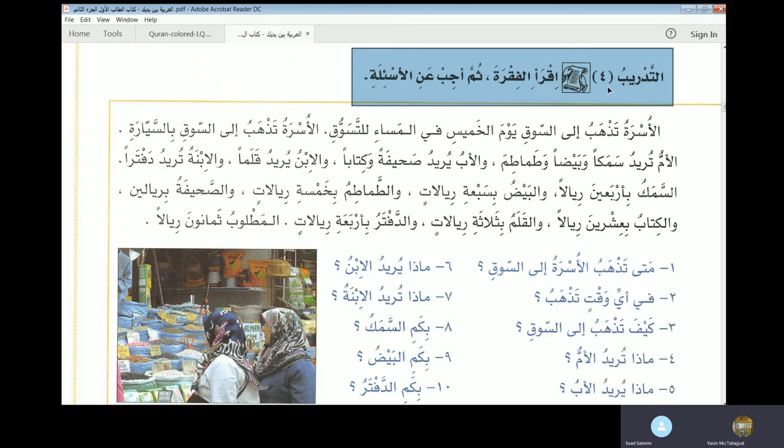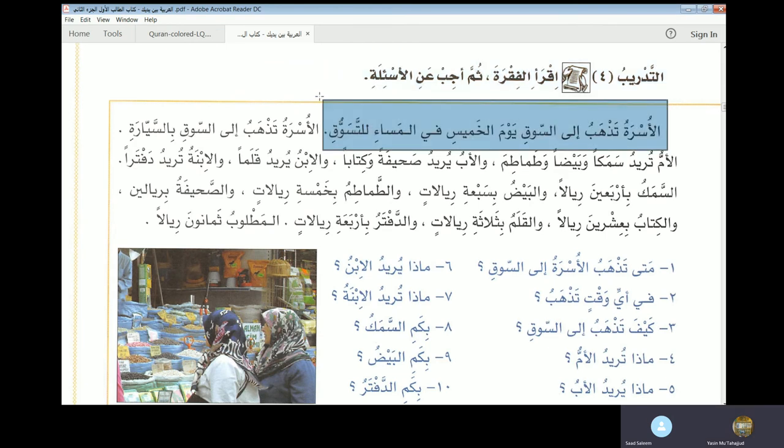Al-tadrib al-rabi', tadrib al-rabi'. Iqra' al-fikra thumma ajib 'an al-as'ila. Read the paragraph, then answer the questions. You will answer without looking at the paragraph. Okay, so read this carefully.